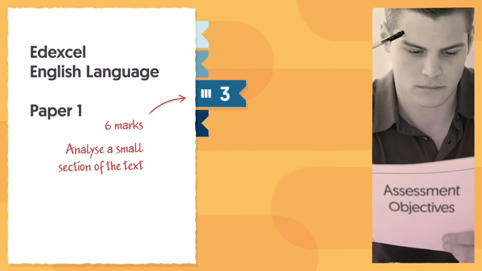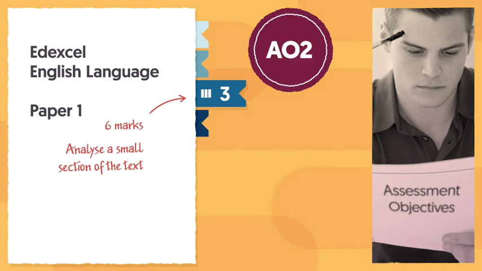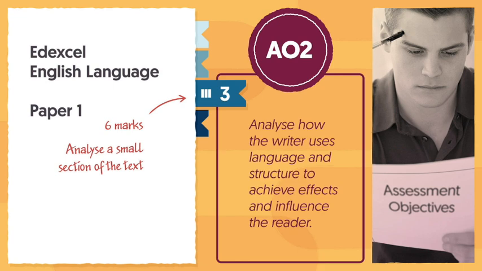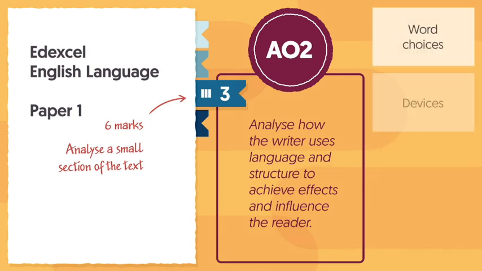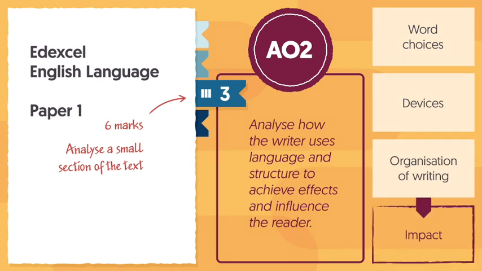Paper 1, Question 3 assesses AO2, which is your ability to analyse how the writer uses language and structure to achieve effects and influence the reader. This is quite a complex skill. It requires you to look in detail at word choices, devices, and the organisation of writing in order to explain the impact they have on a reader. So let's have a look at how you'd approach this type of question.